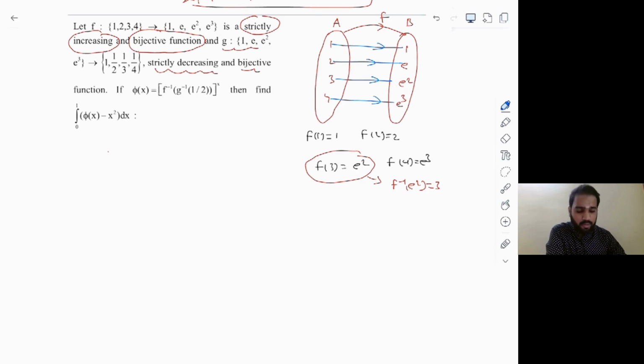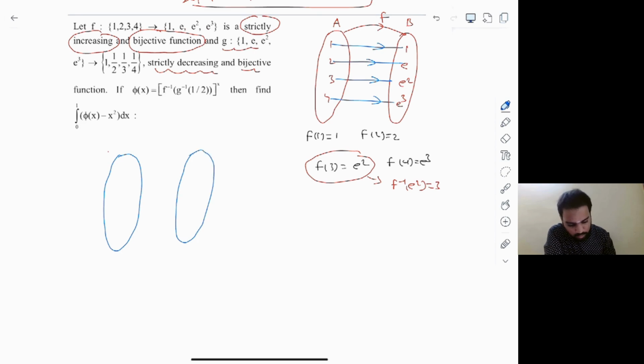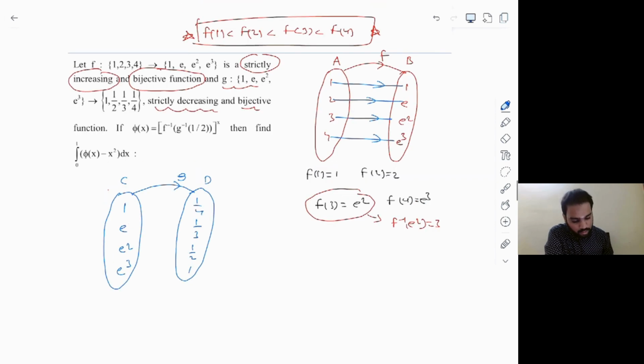Now the next part is about the function g. So let's do the mapping for the function g also. Now you know what to do, right? So there is a set C and D for the function g, and the inputs are 1, e, e square, and e cube, and the outputs are 1 by 4, 1 by 3, 1 by 2, and 1. Okay, and this is your mapping g here. But in this case, they said that the function g is strictly decreasing. Strictly decreasing means the inequality should be reversed, that is, g of 1 should be greater than g of e, greater than g of e square, greater than g of e cube. That is, as the input increases, the values must decrease here.